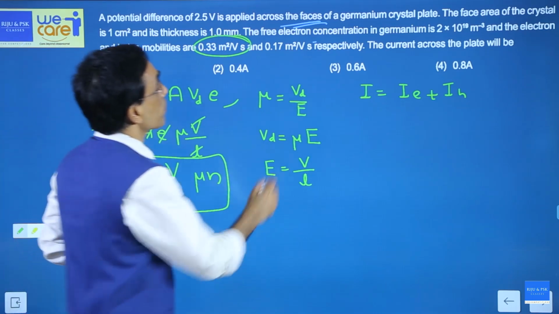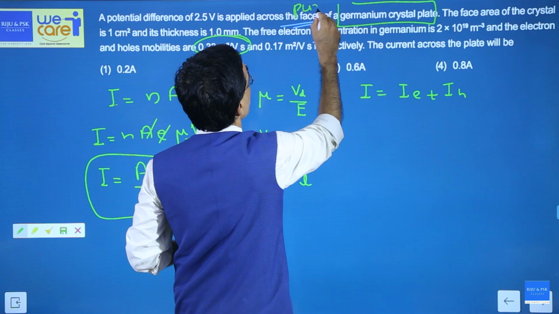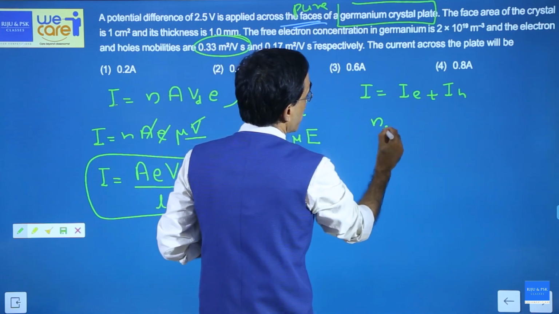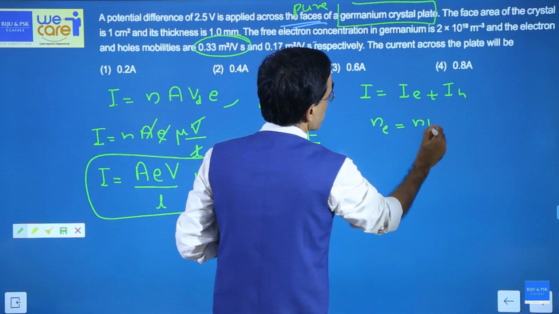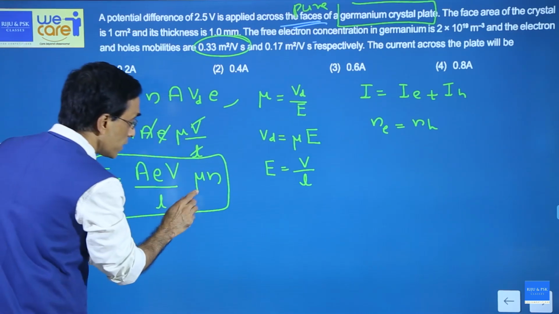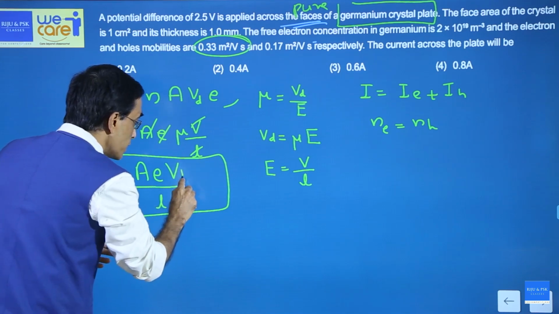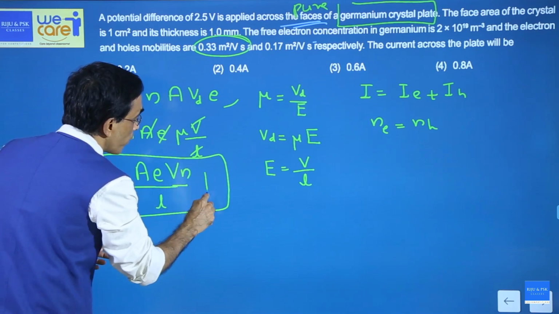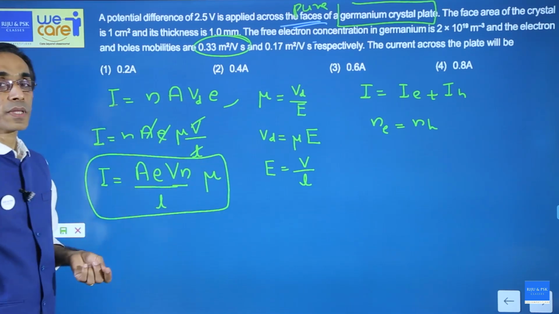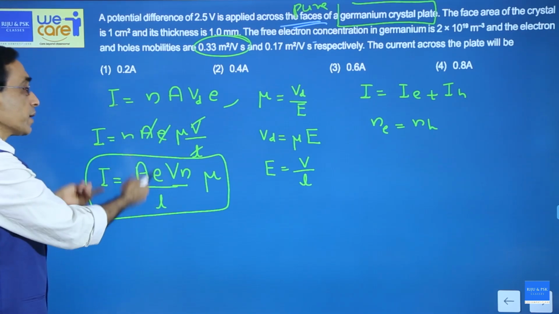But this is a germanium crystal, so we will consider it as a pure semiconductor. So if it is pure, number density of electron equals number density of hole. That makes my equation simpler, because in that case the number density also becomes common and only the mobility will be different. So writing the equation, this should be written for electron, this should be written for hole.